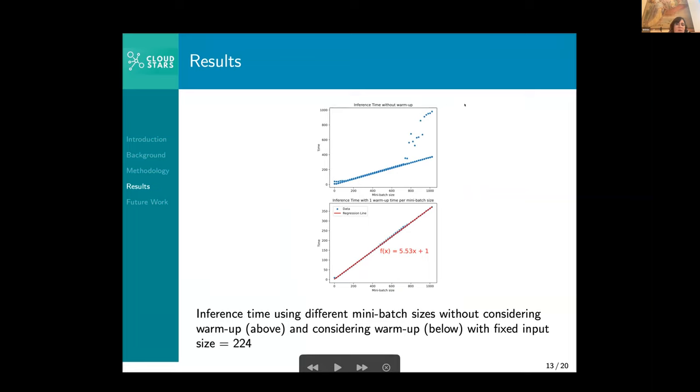Or performing inference, which means that the warm-up is independent for each minibatch size. So every time we change the minibatch size, the GPU needs to warm up. If we erase these points, we find a perfectly linear relation. So we can think that there is a warm-up time dependent on the minibatch size plus a linear relationship, again dependent on the minibatch size, for the time.